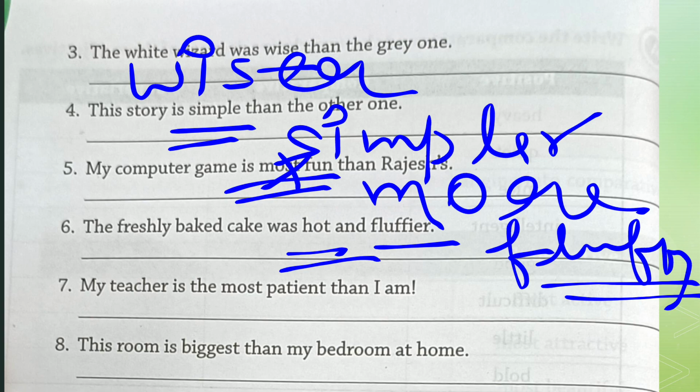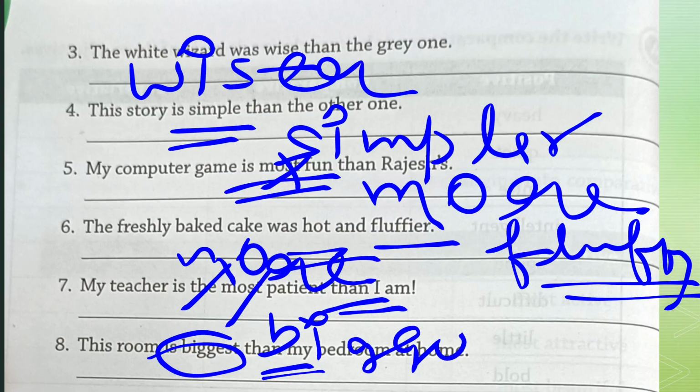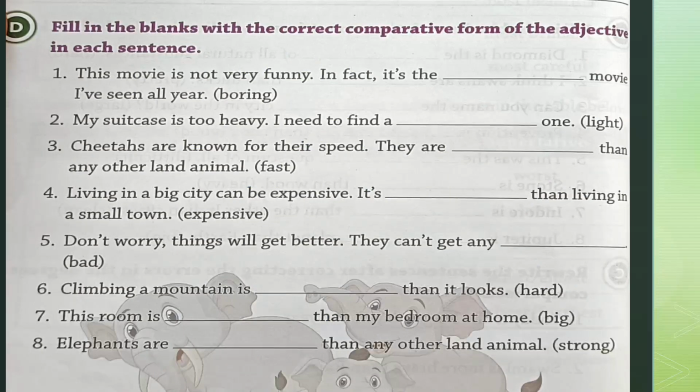My teacher is the most patient than I. Not the here; comparison is made. So we will write more patient. My teacher is more patient than I. The room is biggest. Again, than is used, so it means we will use the comparative degree. Now just write in the chat box what will be right. Yes, this is bigger.